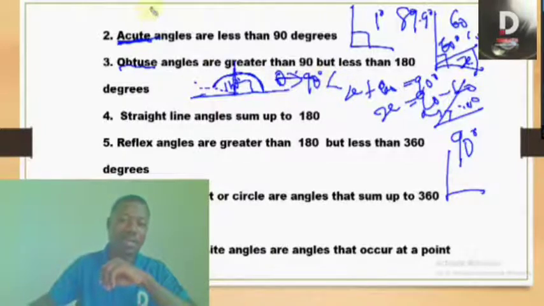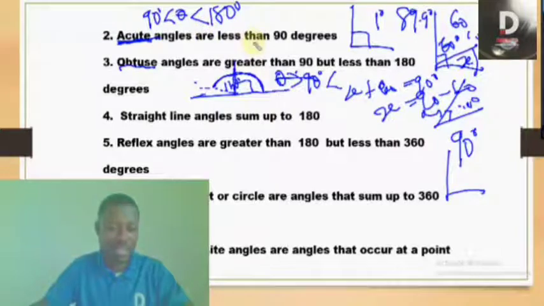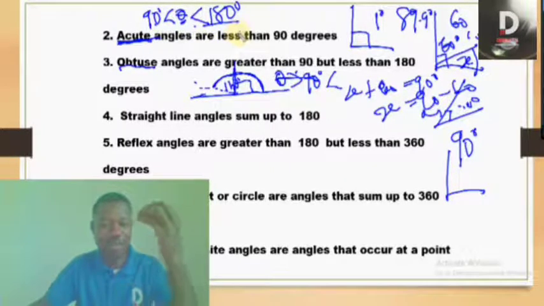So let me rewrite it here. Let me write at the top. So let me put the angle at the center. That angle is greater than 90 degrees, but the same angle is less than 180 degrees. This is how it can be written. The angle, represented by theta, is greater than 90 degrees, but that same angle is less than 180 degrees. So that's obtuse, greater.